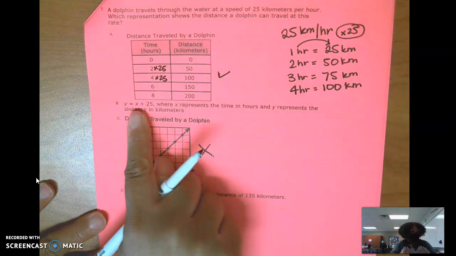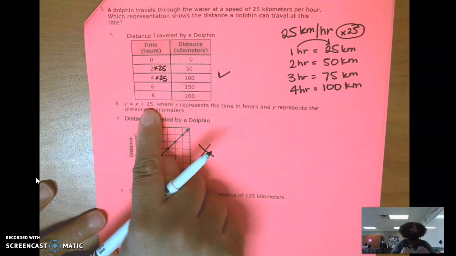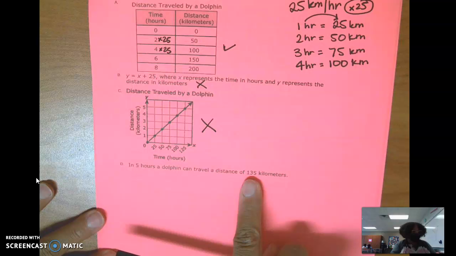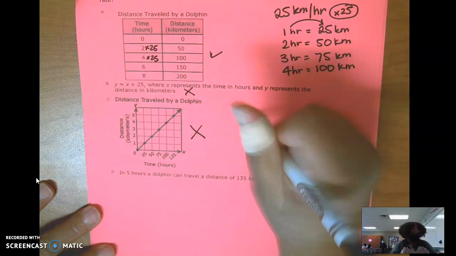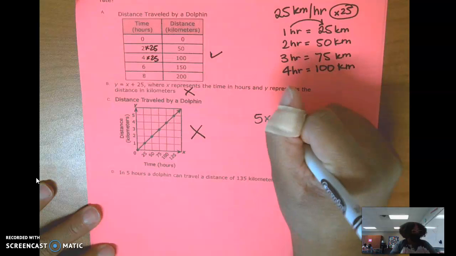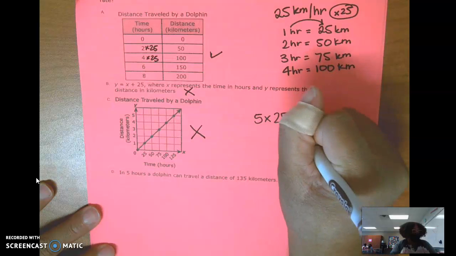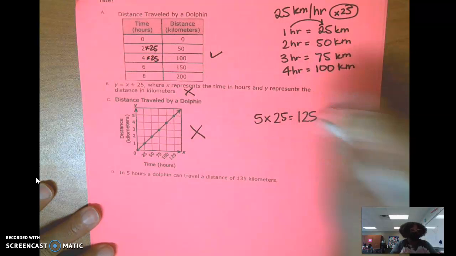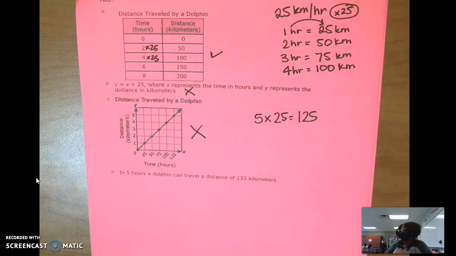No. Am I adding 25 to each one? No. In 5 hours, he would have gone 135. No. 25 times 5 is not 135. What is 25 times 5? If I have 5 quarters, how much money do I have? How much? 125 cents or $1.25. Okay? So the answer has to be A.